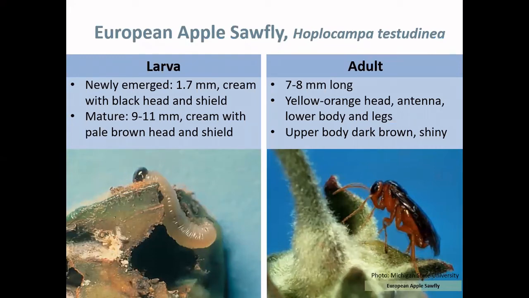European apple sawfly is an invasive insect pest that we've been dealing with for some time in Ontario. The larva looks very similar to codling moth with this cream to pink colored body and a dark head capsule. The adult is a shiny black insect with a bright orange lower body, legs, and head.